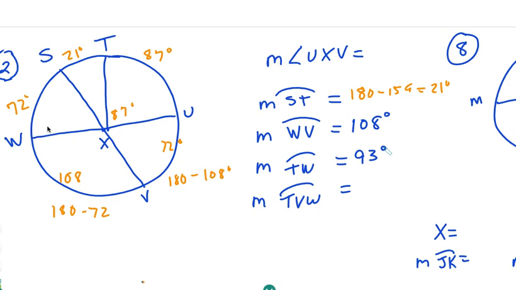And then arc TVW. So I'm going to add 87, 72, 108, and I'm going to get 267. Now, if I'm looking for the measure of an angle, I'm looking for the measure of angle UXV. So UXV is a central angle. So that means that angle is going to be the same degrees as the arc that the endpoints create. And so that's going to be 72 degrees.